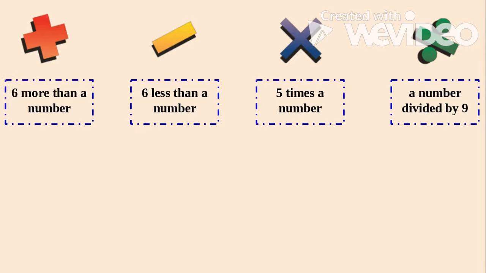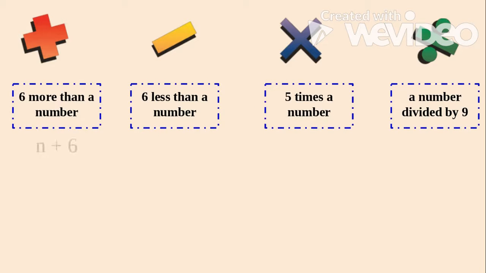So these are the verbal expressions. They also match a variable expression. I can use a variable expression for these. 6 more than a number, I would have a variable for the number and then add 6. It's 6 more than that number. 6 less than a number, I can have a variable in place of that number. 6 less than would be n minus 6. 5 times a number, n for my variable times 5. A number divided by 9.